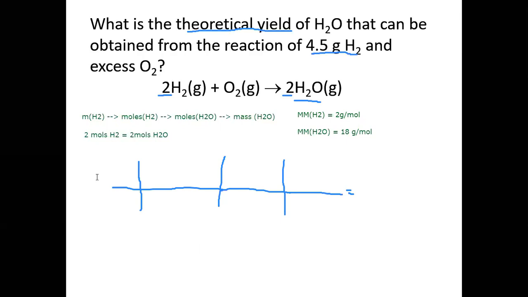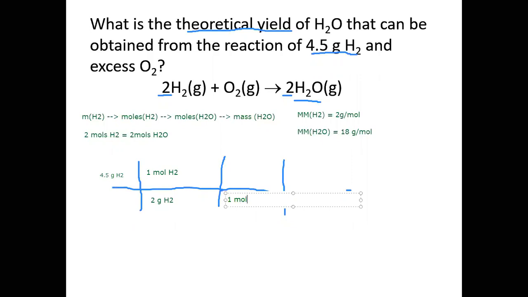So again, we're starting with grams of hydrogen. So we have 4.5 grams of H2. Now that we have the grams of hydrogen, we want to convert it to moles, so we divide by the molar mass. So 2 grams of hydrogen for every 1 mole of hydrogen. Here's where we convert between the moles of hydrogen and moles of water. Again, you notice it's a 2 to 2 relationship, so 2 moles of hydrogen produce 2 moles of water. You can just rewrite that as 1 to 1, or you can keep it 2 to 2. It's going to give you the same result.